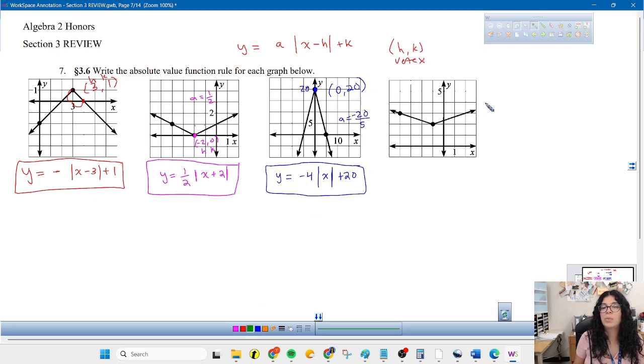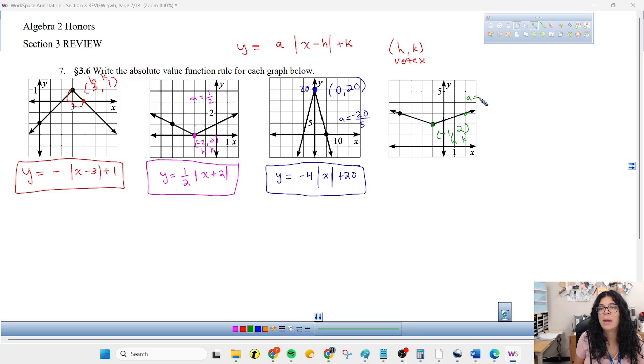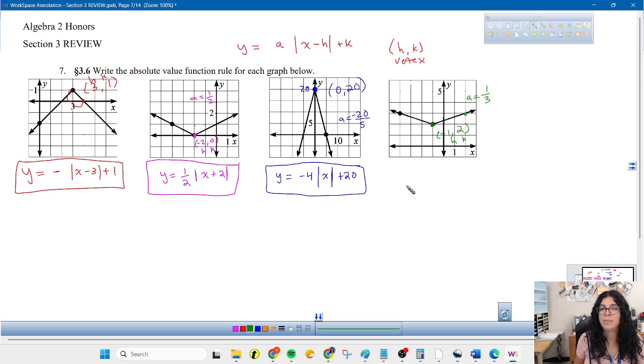Okay, last one. So the vertex on this one is -1, 2. So that's our HK. And then the slope to the right is up 1, to the right 1, 2, 3. So the A value is 1/3. So the equation here is y equals 1/3 times the absolute value of x plus 1 plus 2.